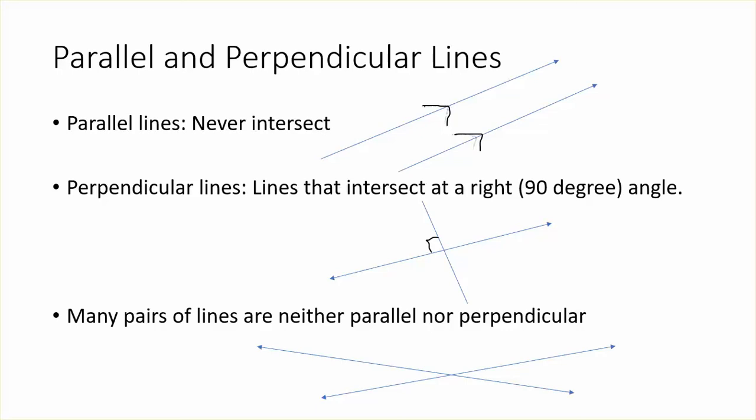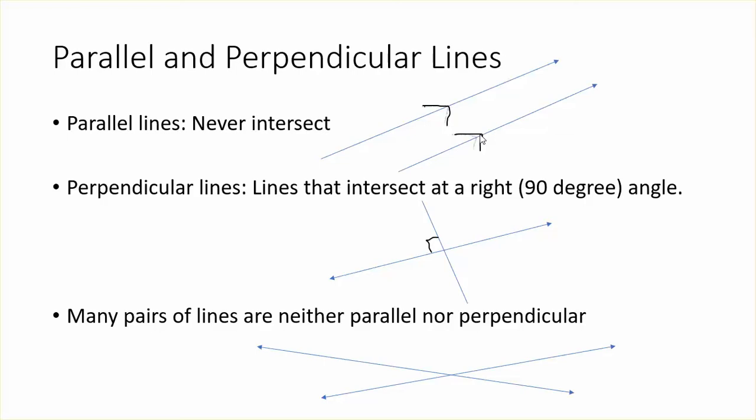The first thing that we learned about in Chapter 3 were parallel and perpendicular lines. Parallel lines are 2 lines that never intersect. We can show that they're parallel with drawing arrows on the lines.